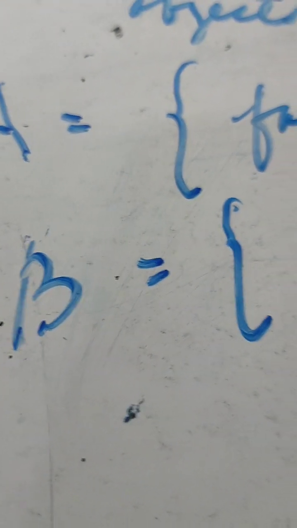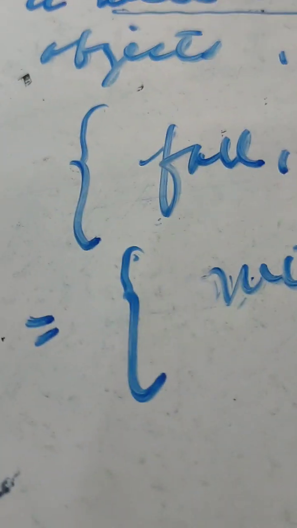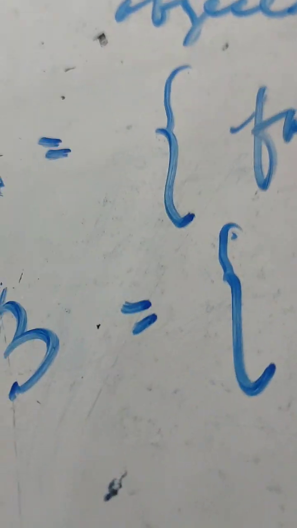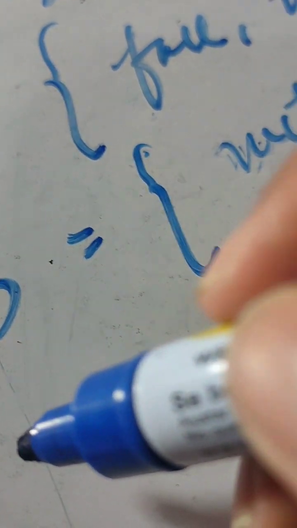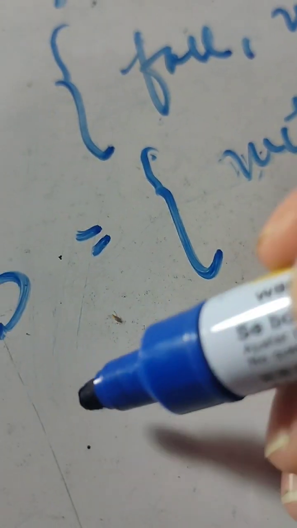Considering this example of sets, that we have set A and set B, we have to remember that there are ways of writing sets. Let me change my pen here. These are the methods of writing sets.